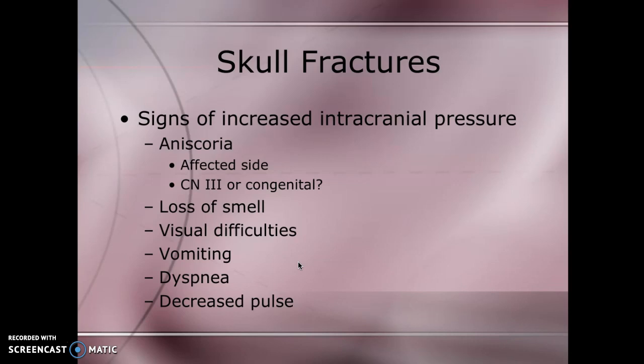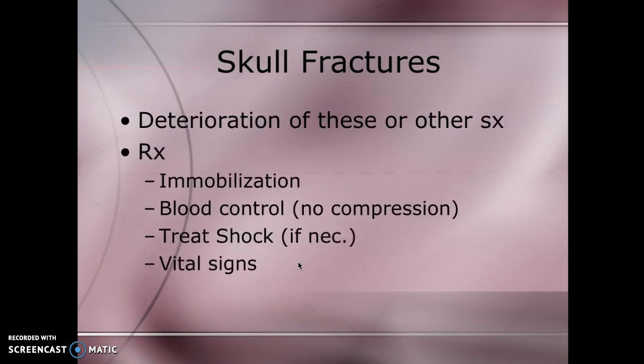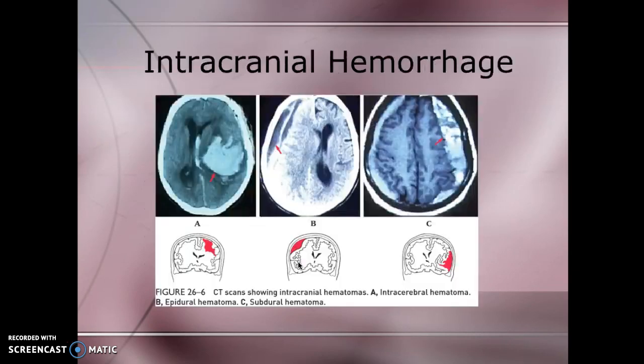Other signs of increased intracranial pressure related to a skull fracture, related to a meningeal injury, would be loss of smell, visual difficulties, vomiting, dyspnea, which means trouble breathing, and decreased pulse. Deterioration of these or other symptoms would also tell you that perhaps there is a skull fracture, and also we're then concerned about there being an intracerebral hemorrhage. So we want to immobilize, control the blood, treat for shock, assess vital signs, and transport that patient.